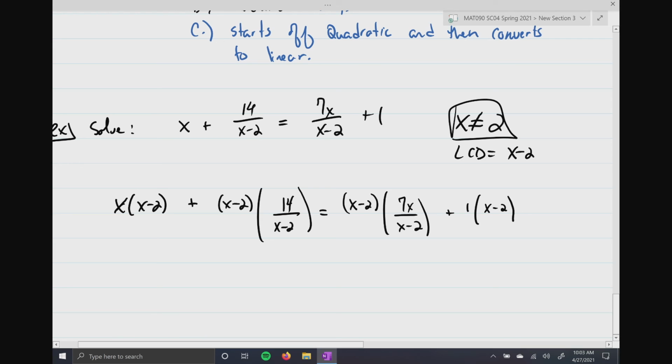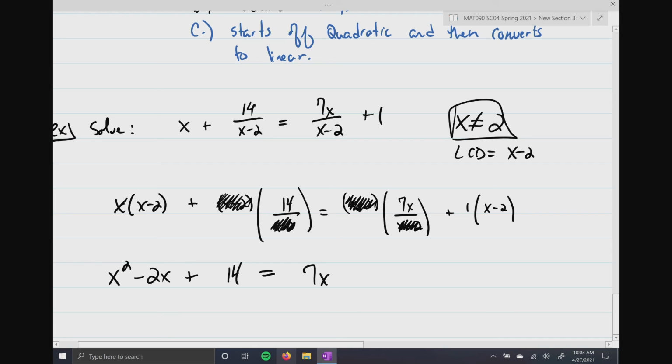So for the first, x times x is x squared. X times negative 2 is minus 2x. Plus. Now we're going to simplify the first fraction. I got an x minus 2 that I'm multiplying by and an x minus 2 in my denominator, so I know they're going to reduce to 14. That's what's left over. On the right-hand side, the x minus 2 I'm multiplying by and the x minus 2 in the denominator, they reduce.